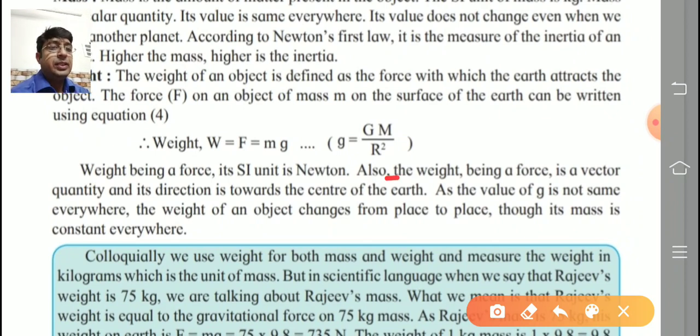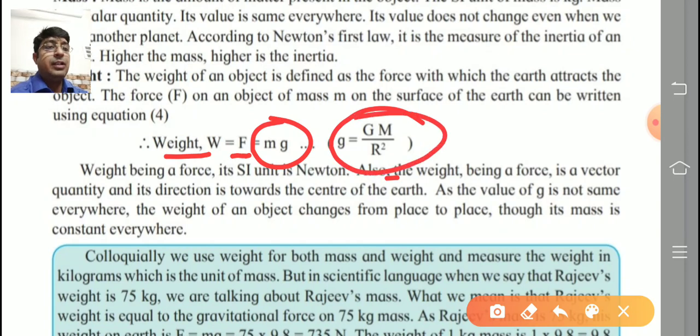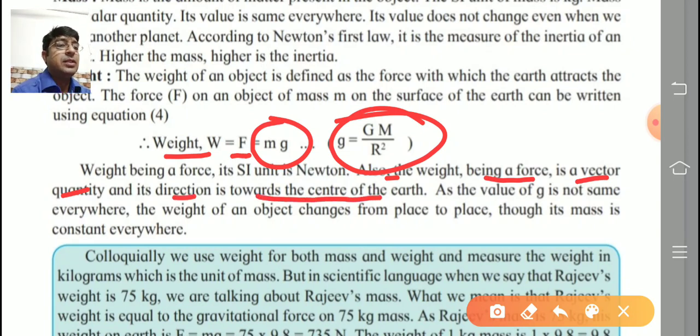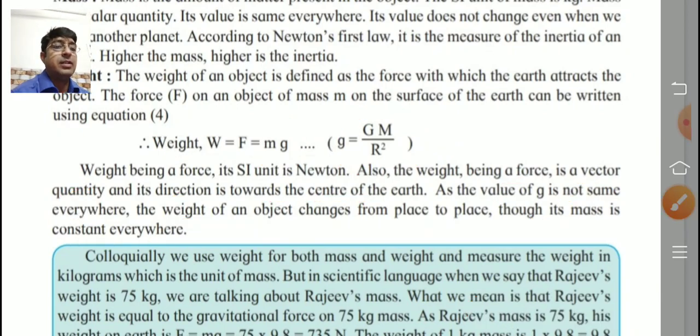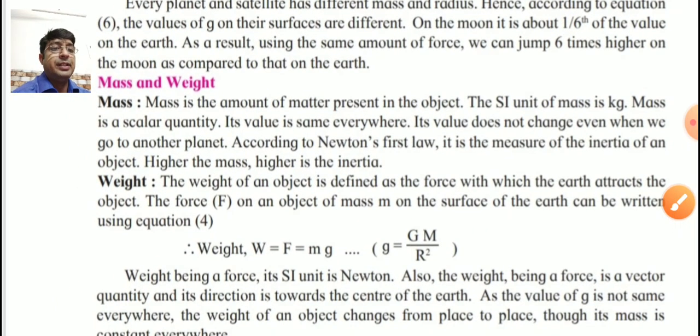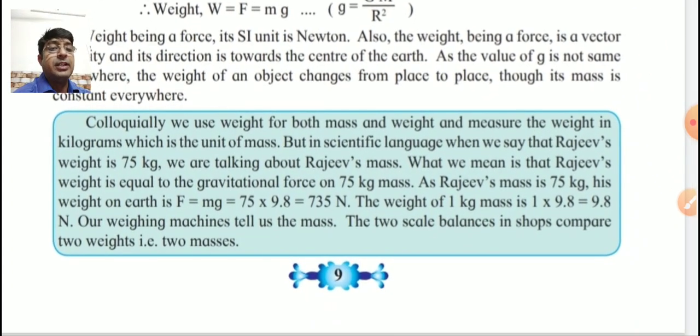Also, weight means nothing but the force, the product of mass and acceleration due to gravity. We know the formula of small g, that is GM upon r square. So weight being a force, and force is a vector quantity, its direction is towards the center of the earth. As the value of small g is not the same everywhere, weight of an object changes from place to place, though its mass is constant everywhere. So write the answer of this point in the form of distinguish mass and weight. That is homework question.